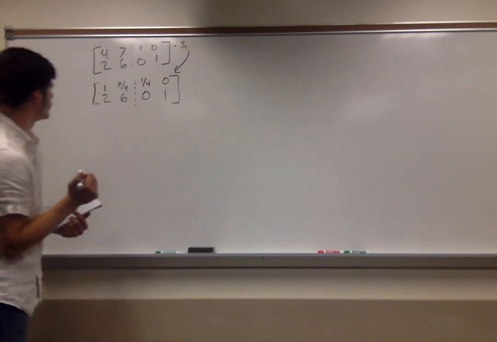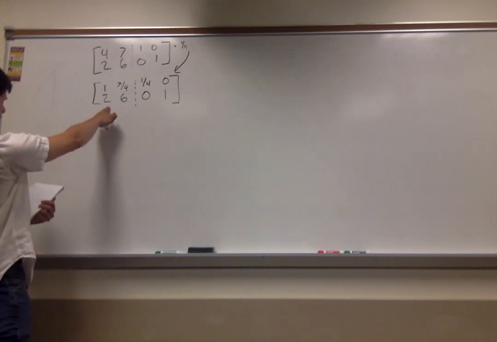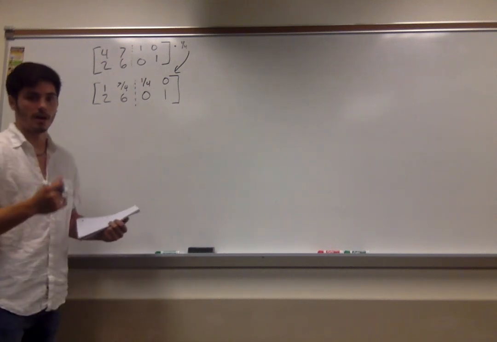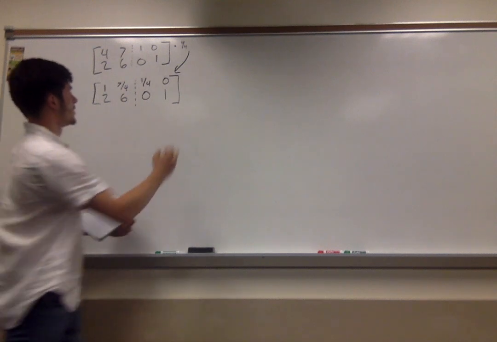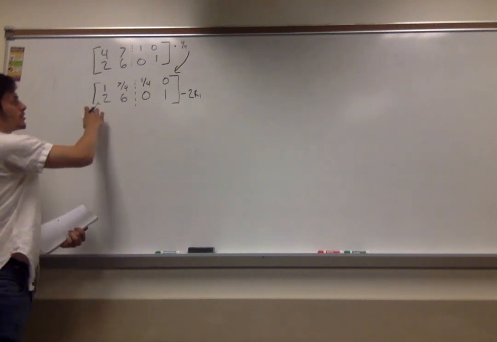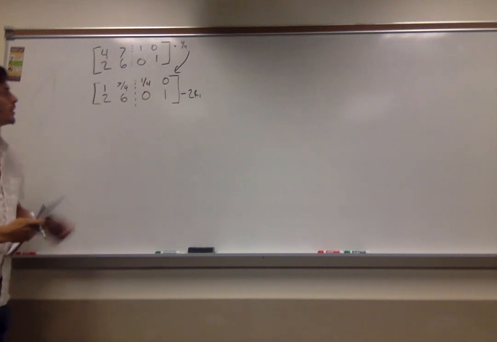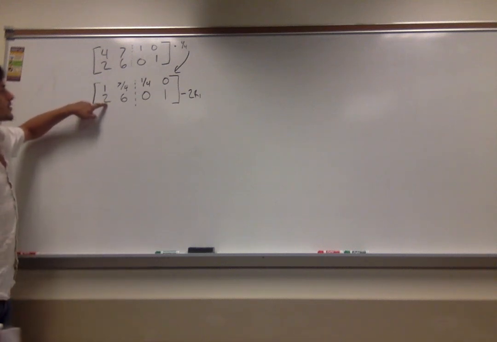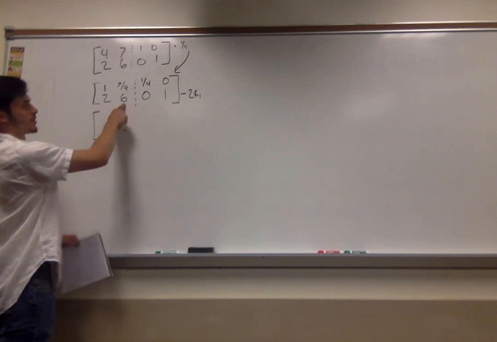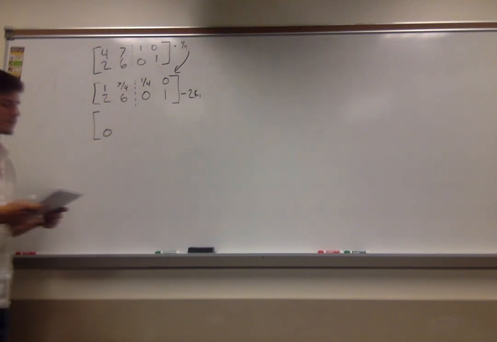After that, what I'm going to do is turn this number into a 0, because we're trying to get to that 1, 0, 0, 1 pattern, right? And how we're going to do that is subtract 2 R1 from R2. So we take row 2 and we're going to subtract 2 times this row. So 2 minus 2 times 1 is going to be 0. 6 minus 2 times 7/4. That gets kind of ugly, but that's going to be 5/2.